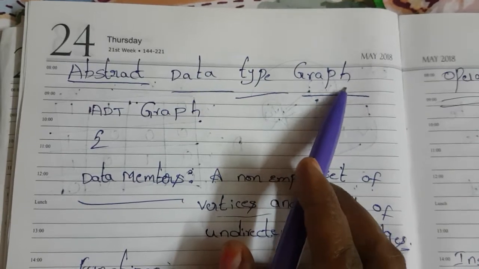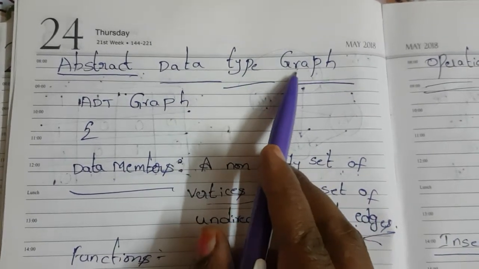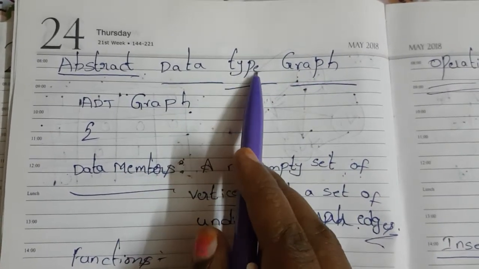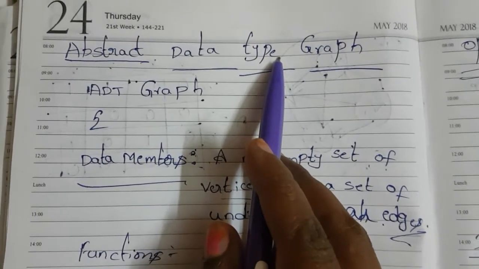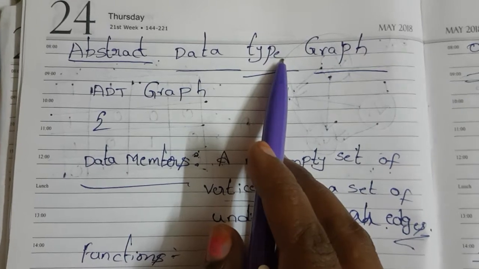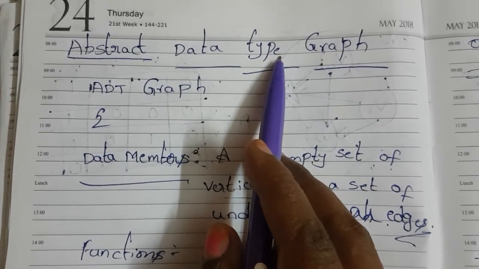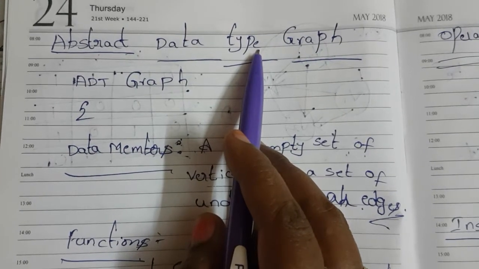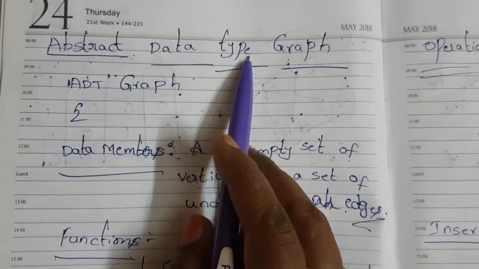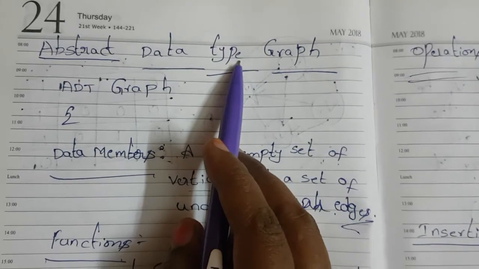Here we are discussing the way the graph is constructed. Abstract data type is nothing but having some rules. Already you know abstract data type has some rules. It is a well-defined set of functions and data members. Abstract data type is a combination of data members and functions.